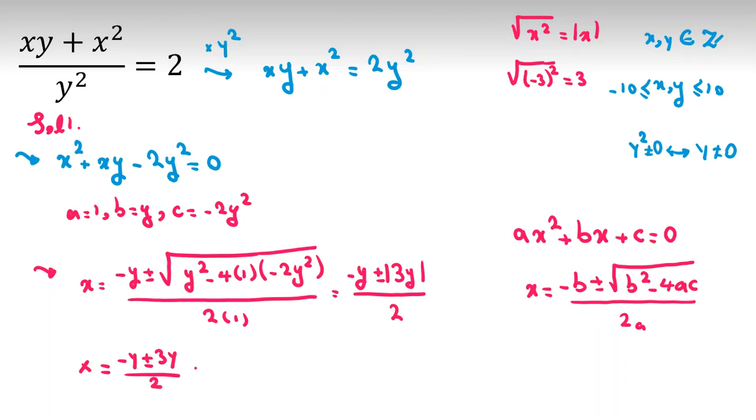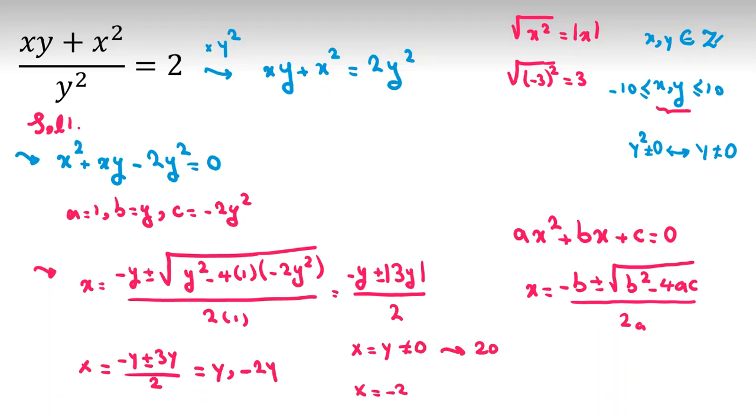Negative y plus 3y will be 2y over 2, which is y. Negative y minus 3y is negative 4y over 2, negative 2y. Now let's check. If x equals y, it will be correct. If x equals negative 2y, it will be negative 2y squared, 4y squared, plus 2y squared over y squared, which is 2. So we see it's correct. For x equal to y, how many answers are there? Except 0, we have all answers because for 0 the denominator will be 0. From negative 10 to 10, we have 20 answers here.